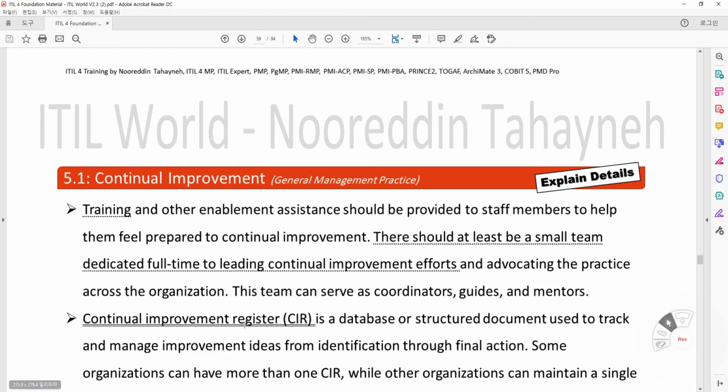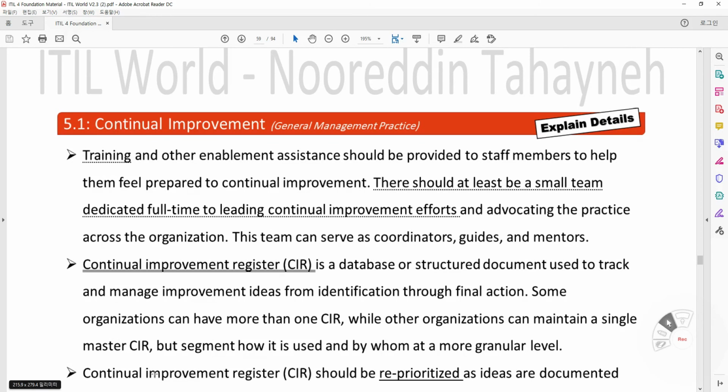The continual improvement register is a database or structured document used to track and manage improvement ideas from identification through final actions. Some organizations can have more than one CIR, while other organizations can maintain a single master CIR but segment how it is used and by whom at a more granular level. The continual improvement register, CIR, should be reprioritized as ideas are documented.